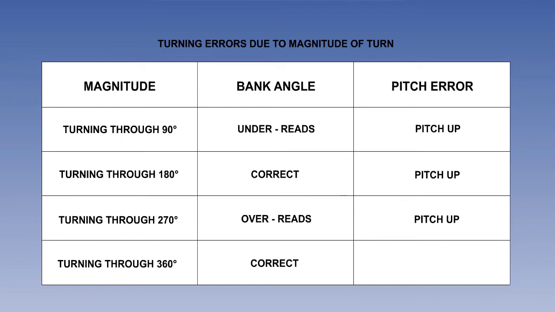Turning through 360 degrees, the bank angle will read correctly, and the pitch angle will be correct. To summarize turning error then, any error effect will depend on the magnitude of the turn, and the magnitude of the error will depend on the speed and rate of turn. The error will apply equally to a turn in either direction.